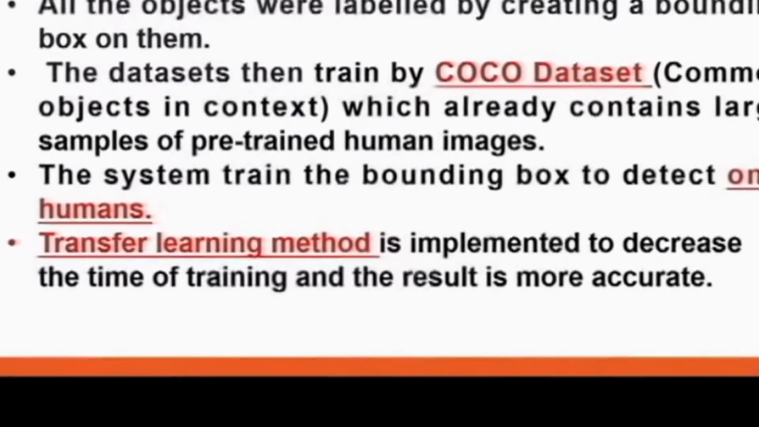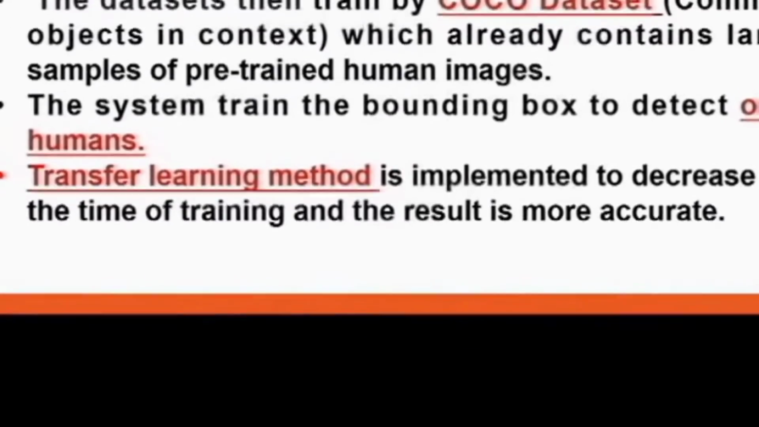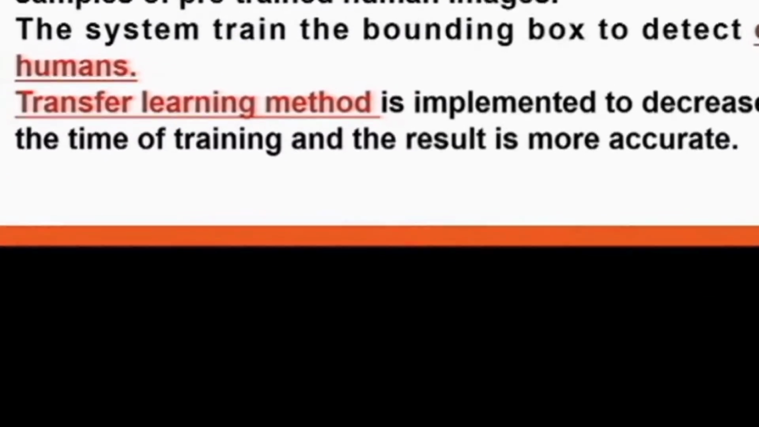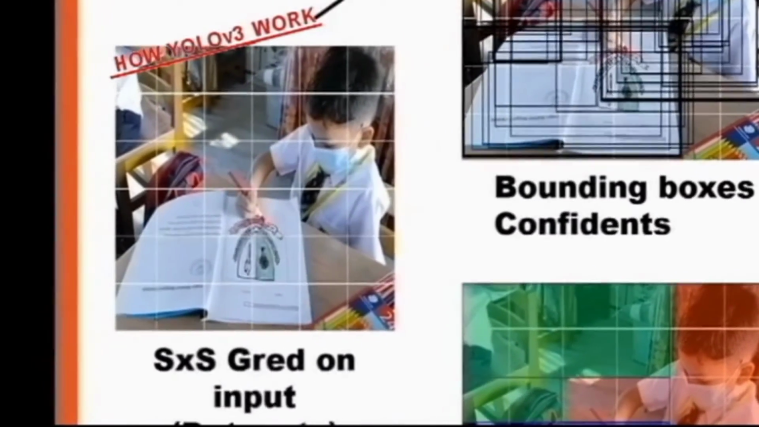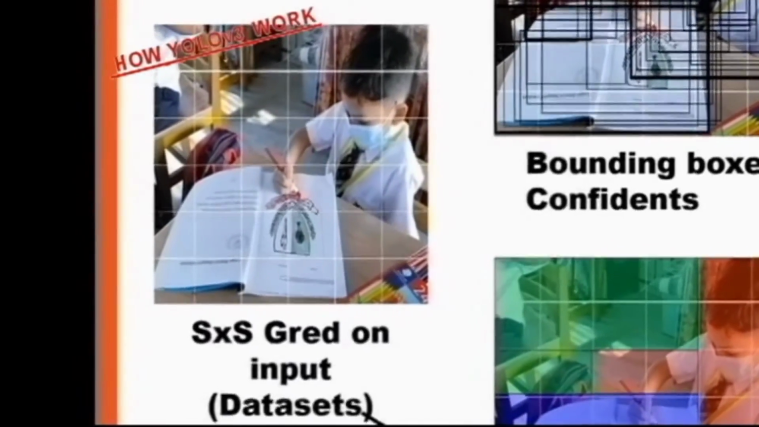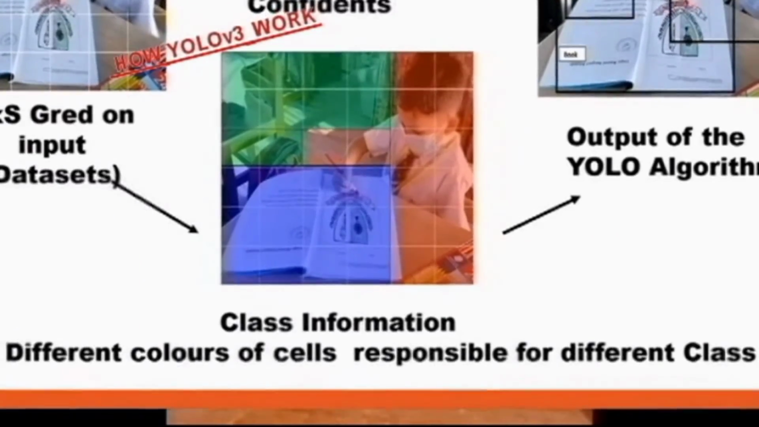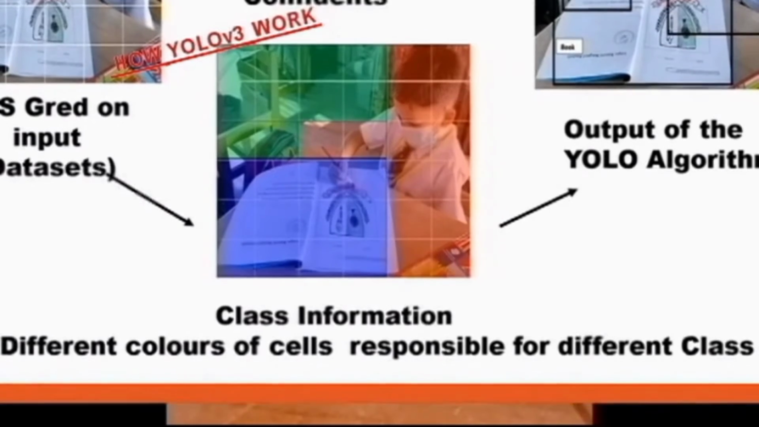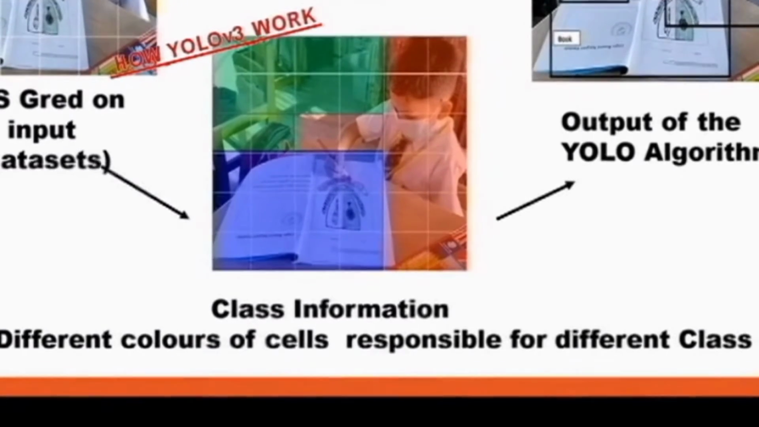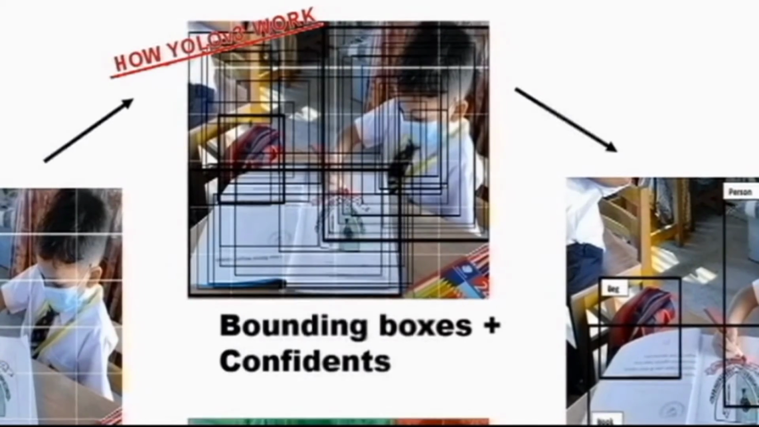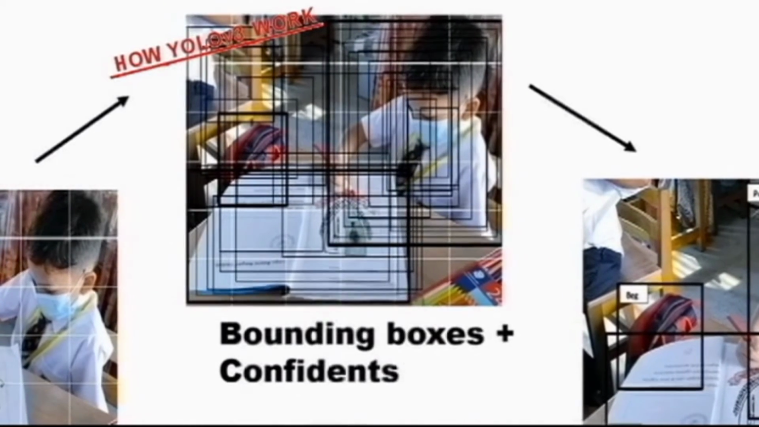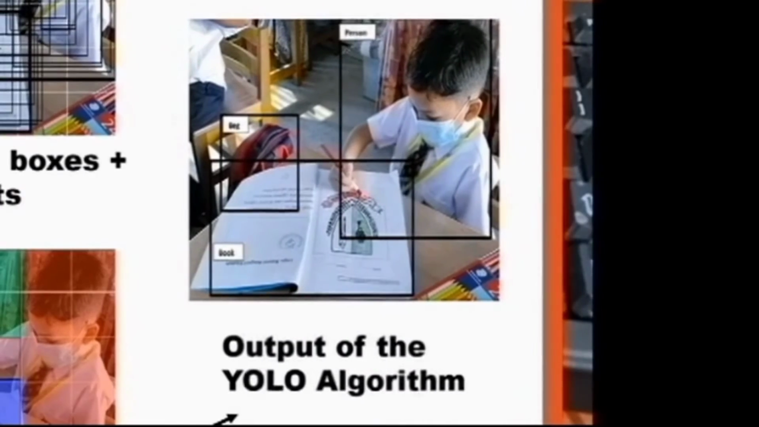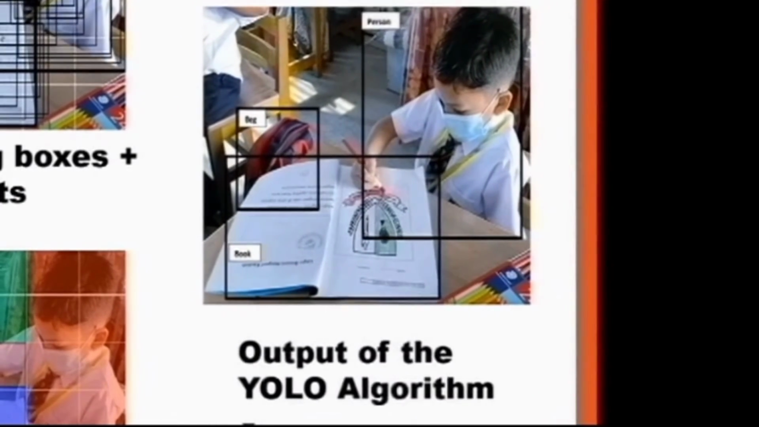Transfer learning method is implemented to decrease learning time, and the result is more accurate. YOLO divides the input datasets into grids of equal size and predicts a class for the bounding box. Color green represents that there is no object, and transparent shows there are objects in the cell. Many boxes build up to detect the object, ignoring boxes with low score, and selecting only one box when several boxes overlap with each other.